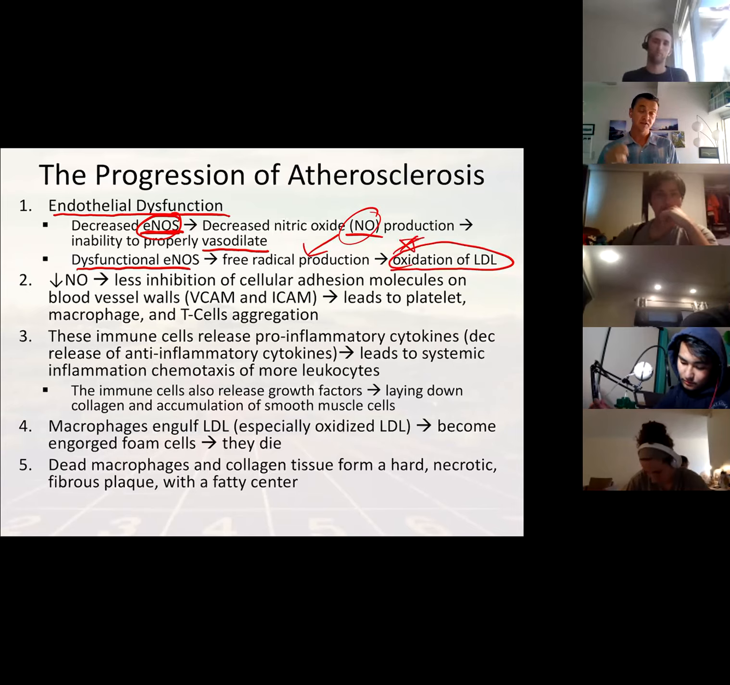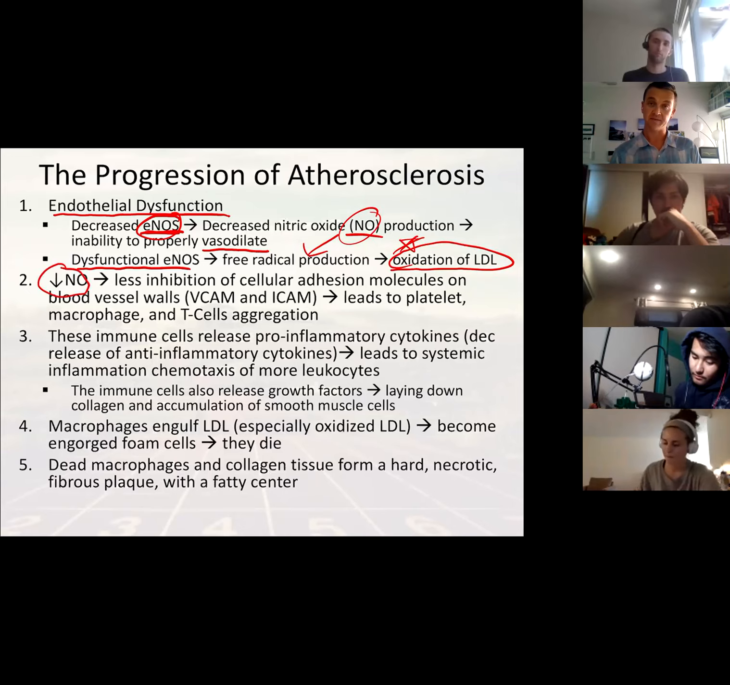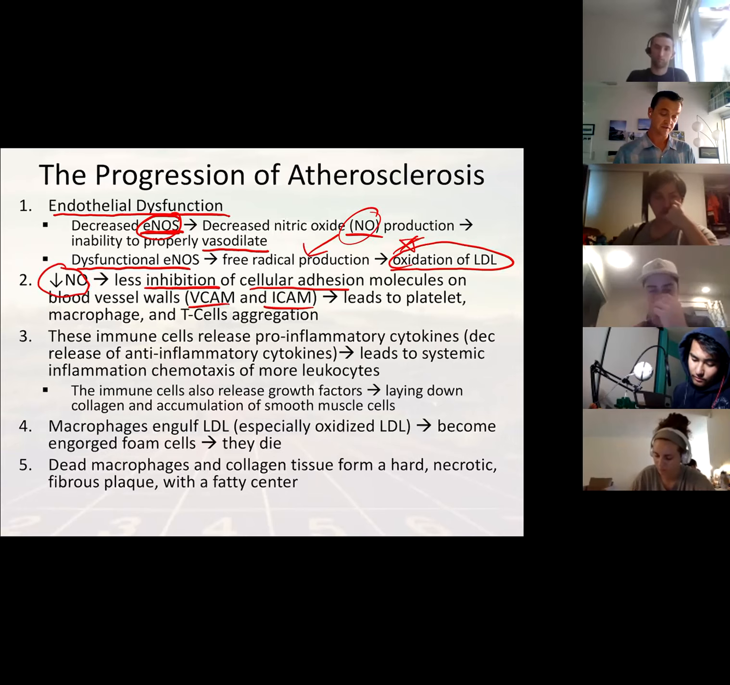The other thing we see when we don't have enough eNOS, or it's not working well, is we don't get as much nitric oxide. If we don't get as much nitric oxide, we can't vasodilate as well. That's one thing, but more importantly, nitric oxide also inhibits these cellular adhesion molecules, VCAM and ICAM. VCAM is vascular cellular adhesion molecule. ICAM is intracellular adhesion molecule. Just know the acronyms.